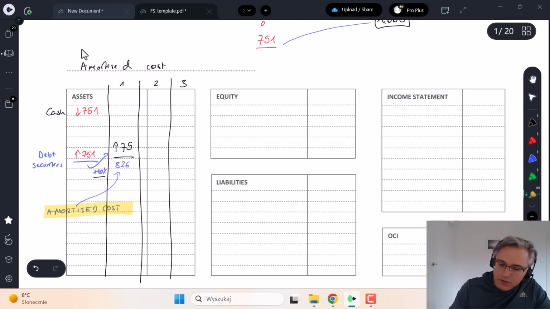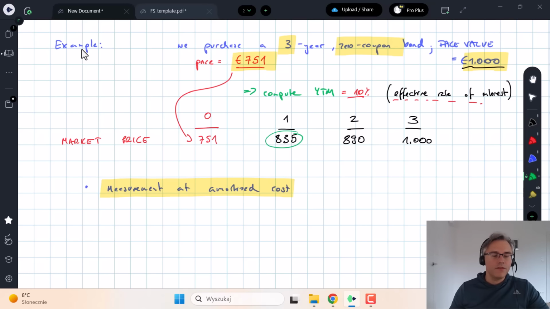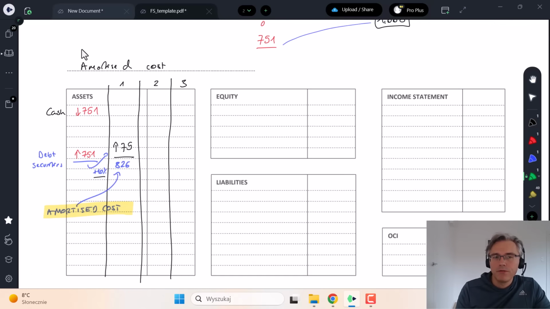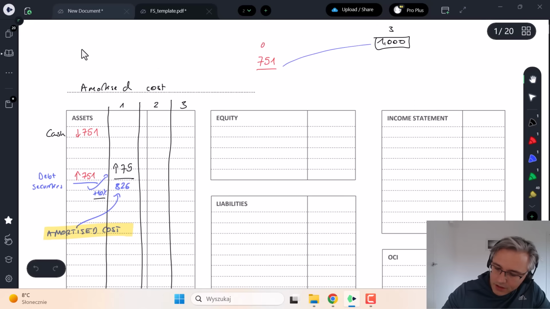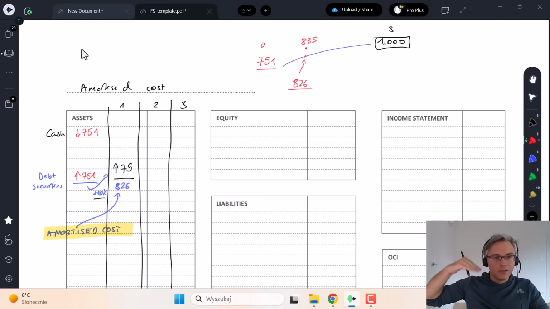It's absolutely not the same as that asset's end of year 1 market price. The market price is different, 833. But the thing is, we don't care. We report the asset at 826 because our job here isn't to show the fair value of the asset. That's what happens under the other approaches. So even though the fair value may be completely different, 835, I don't care. I report 826, which is the amortized cost computed using the original YTM, yield to maturity or effective interest rate.